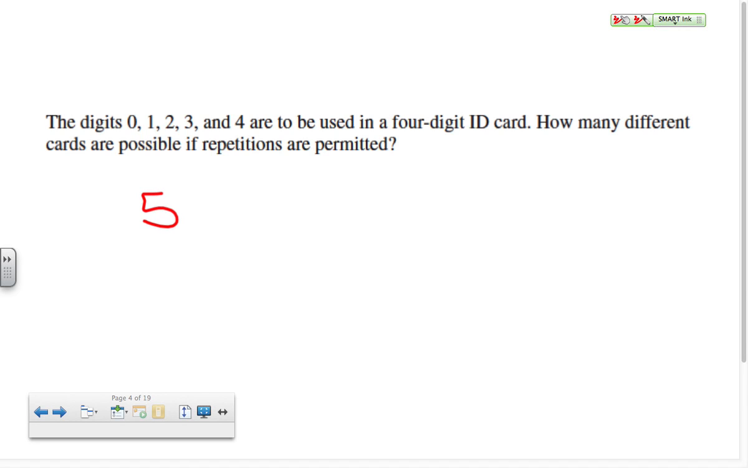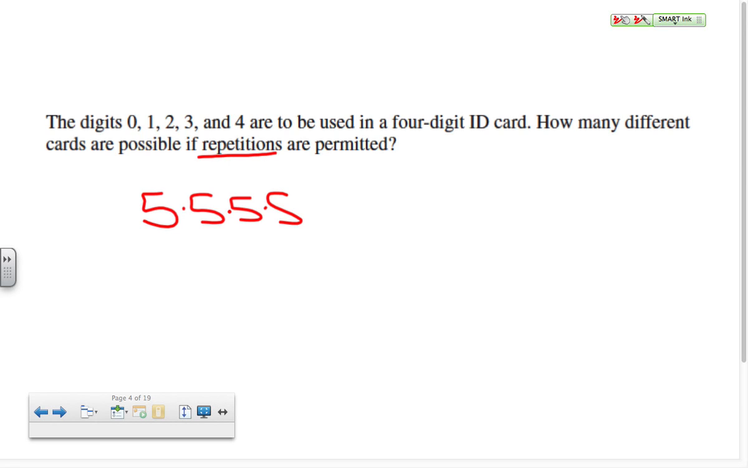How many possibilities do I have for the second digit? 5, because repetitions are permitted. How many possibilities for the third one? 5. How many possibilities for the fourth? 5. We multiply them together. 625.